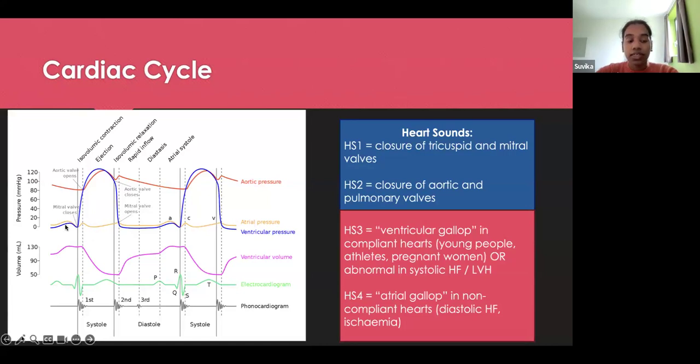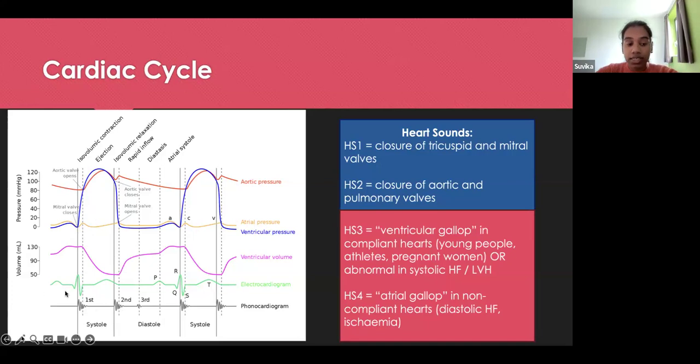And these 2, closing and opening, will correspond to the heart sounds; the closing will be corresponding to the heart sounds. So the first heart sound, as you see here, will correspond to the mitral valve closing, or i.e. the atrioventricular valves, because you've got both sides there. And the second heart sound will be when your aortic and pulmonary valves are closing. And so that's that heart sound there.